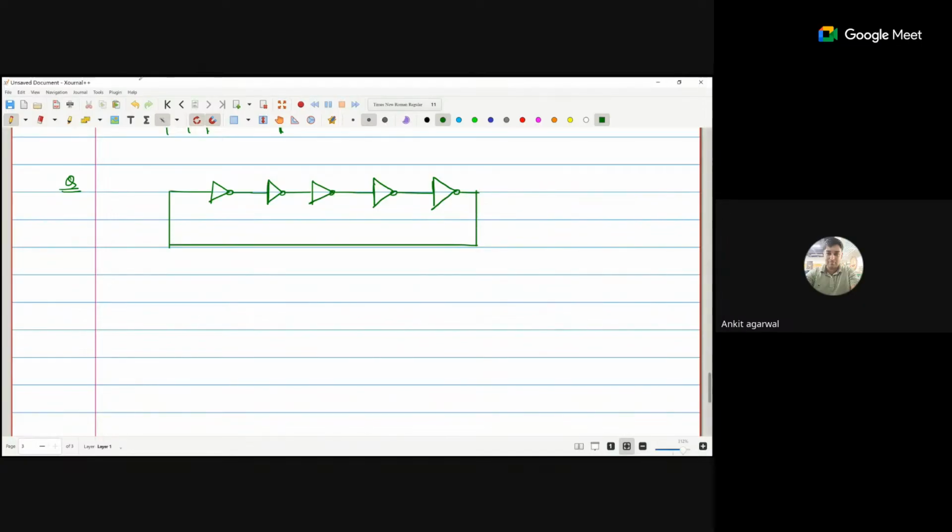Question: if every NOT gate takes 100 nanosecond delay, then calculate the frequency of the output signal.